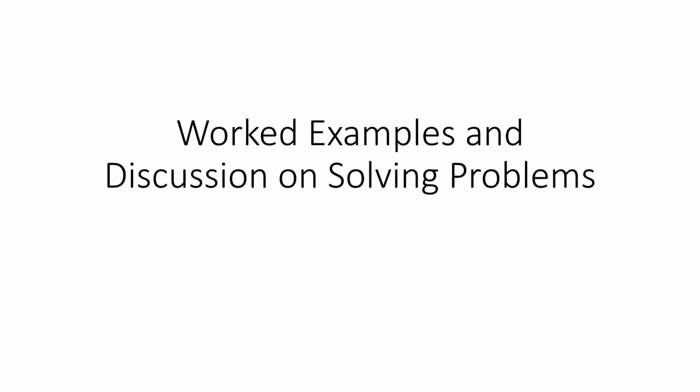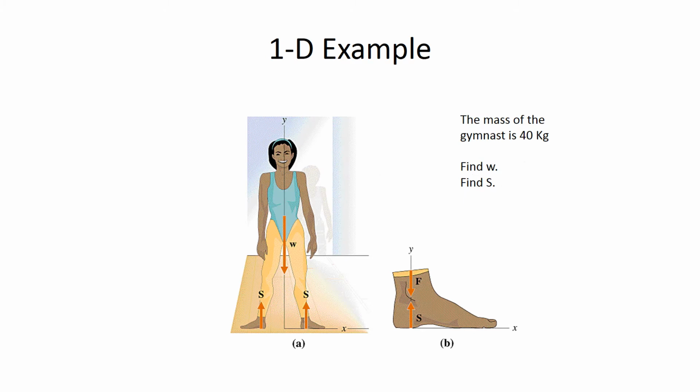In this video, we're going to do some worked examples, and we're going to have a short discussion on problem solving as we go through. This is the more traditional way that people think about physics, solving problems using algebra and exact mathematical solutions in order to describe physical systems.